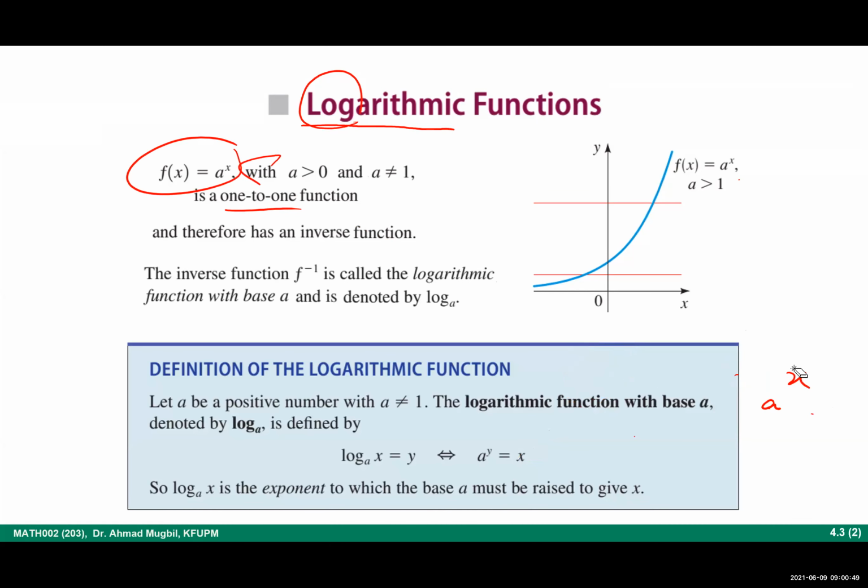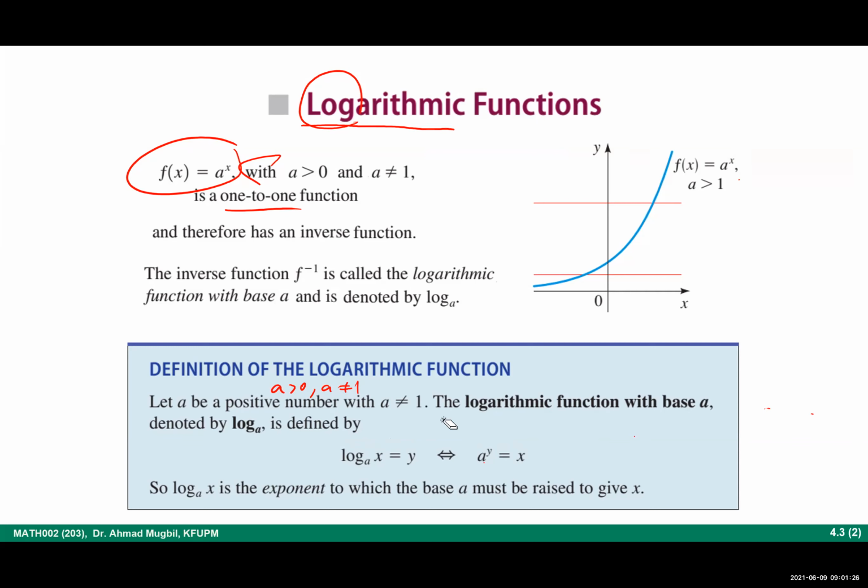So let's read the formal definition now. If a is positive, we still have a greater than 0 and a is not 1, then the logarithmic function with base a, which is denoted by log base a, is defined like this: log a of x equals y if and only if a to the power y equals x. This is similar to saying y equals f of x if and only if x equals f inverse of y. This is the same as the definition of the inverse.